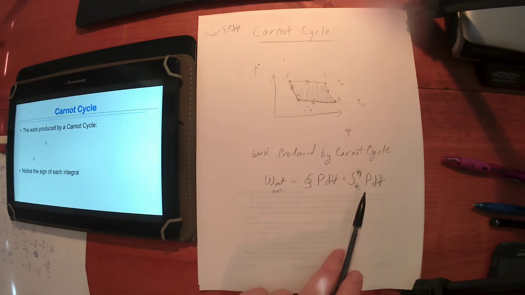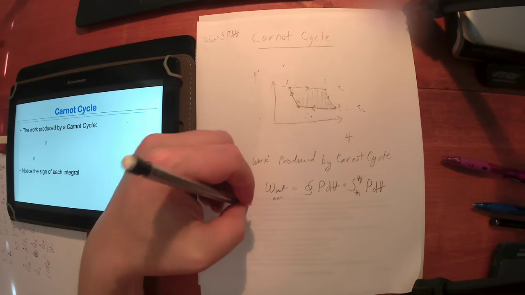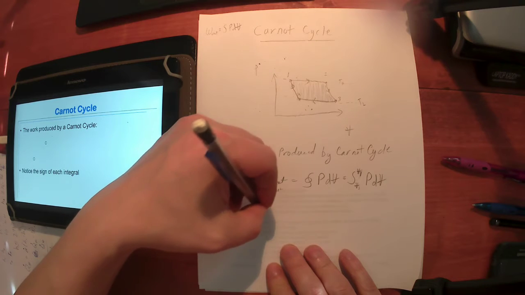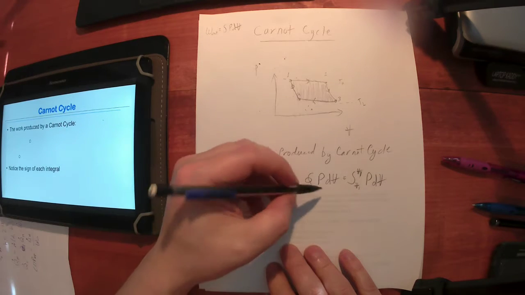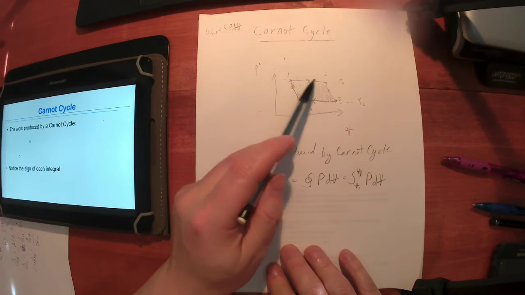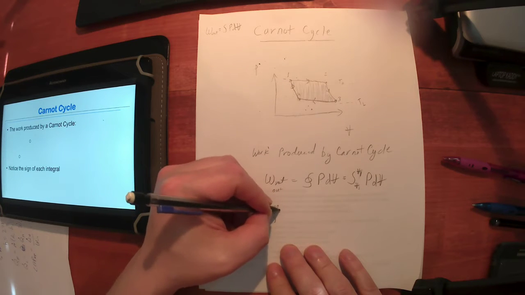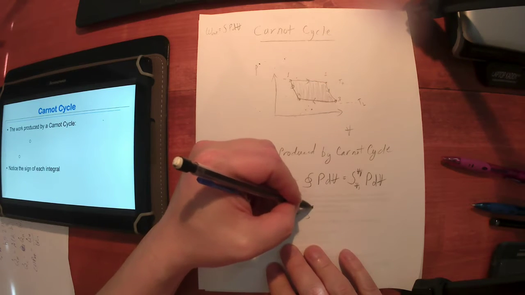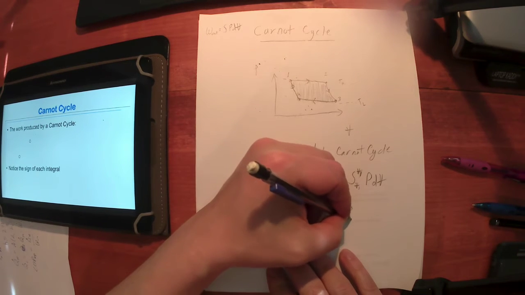Now, because integrals are just sums, they're infinitesimally small sums, but they're sums. So what that means is that this net work out is going to equal, I can break this up into its parts. So I can say, well, add up this amount of energy here. The integral from 1 to 2, pressure with respect to volume, plus the integral from 2 to 3, pressure with respect to volume, plus the integral from 3 to 4.